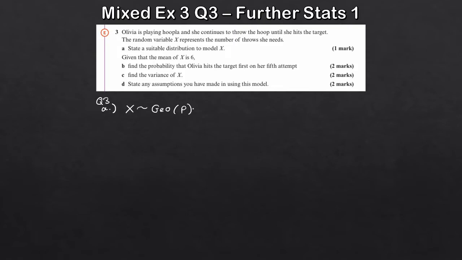That's the geometric distribution there. Now part B tells us that the mean of X is 6. So E of X is equal to 6. But remember, E of X is 1 over P. So therefore 1 over P is equal to 6. We can now solve this to work out P. That would be the same as 6P is equal to 1, just multiplying both sides by P. So now all I've got to do is divide both sides by 6. So P is equal to 1 over 6.